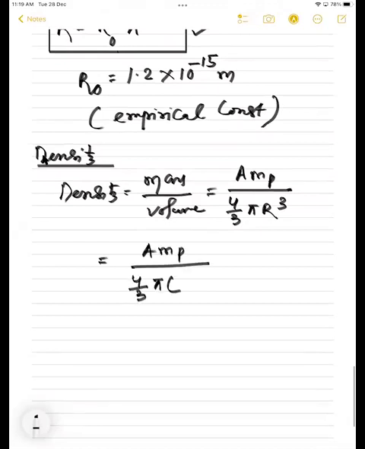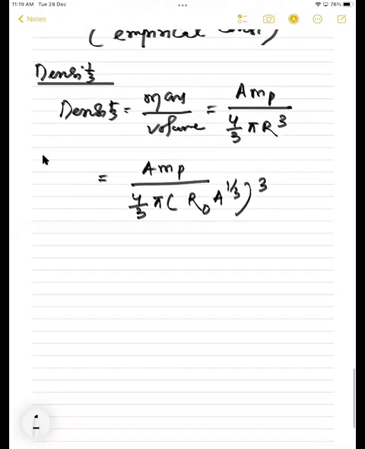4 by 3 is there, pi, and what is the radius? R naught into A to the power 1 by 3, whole cube. If I solve this, 3 will go to the top, 3 into A here, and for the cube, A to the power 1 by 3 whole cube means A will be cancelled.